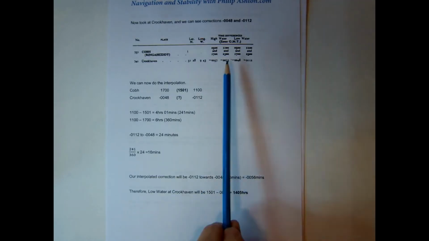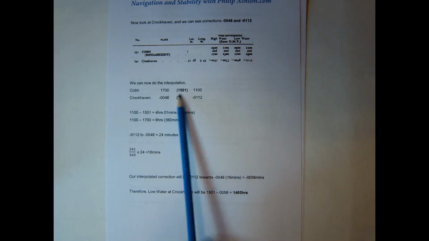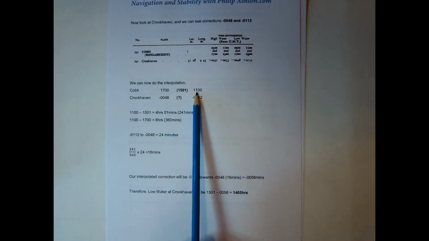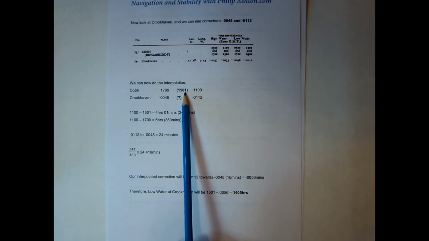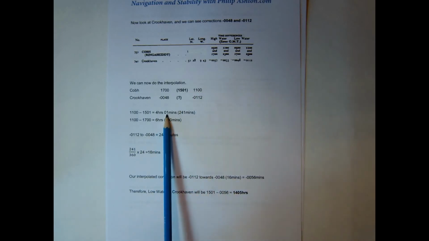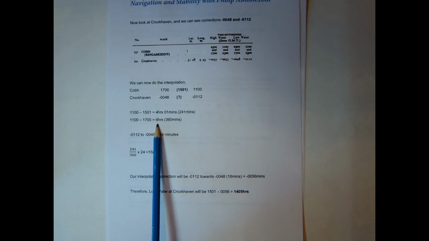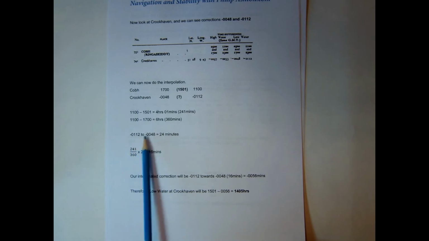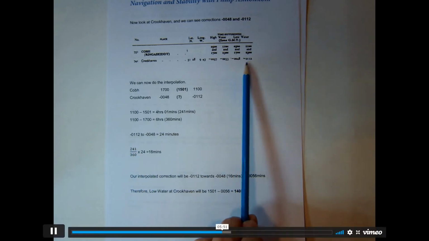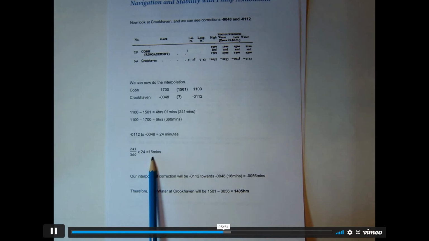So here we are, low water. We've written down the values. 17, 11. 11 to 15:01 is 4 hours 1 minute. 11 to 17 is 6 hours. 241 over 360 multiplied by the difference between the two low water corrections gives us 16 minutes.